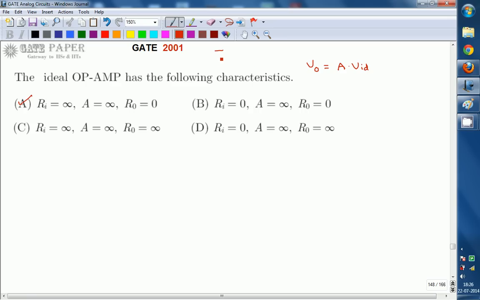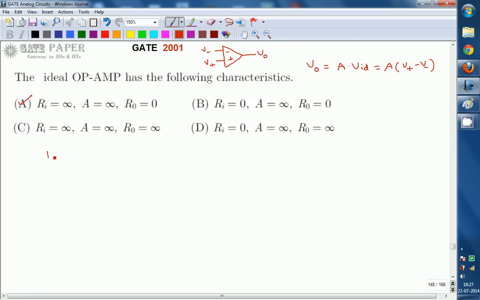Since an op amp has two inputs, this is going to be the symbol of the op amp. This is the inverting input and the other is the non-inverting input. VID is the voltage at the non-inverting terminal minus the voltage at the inverting terminal. So V0 can be written as A times (V plus minus V minus). It must have very high gain. I will write the characteristics.